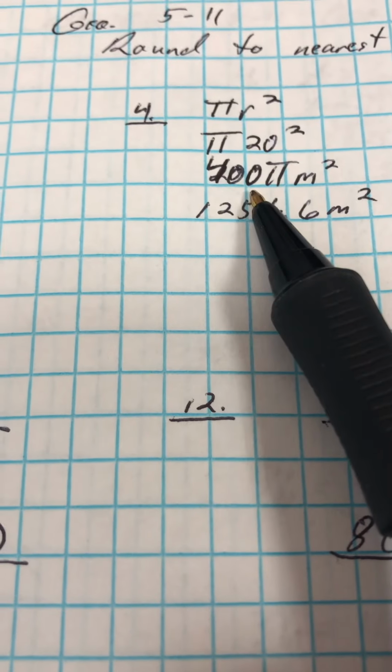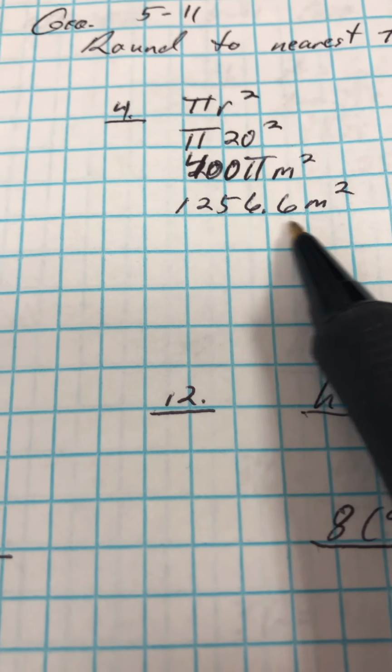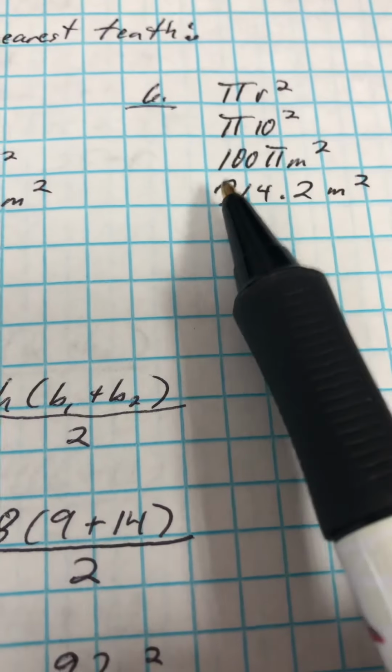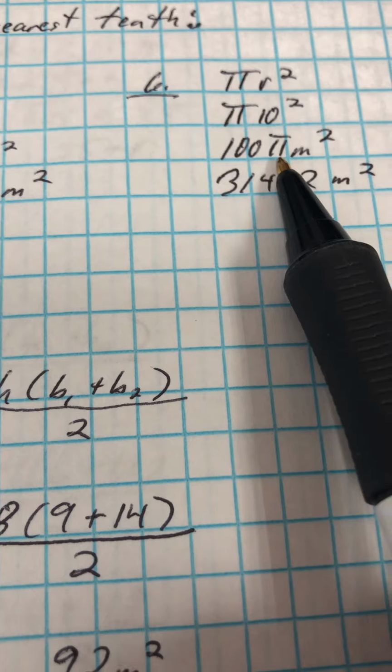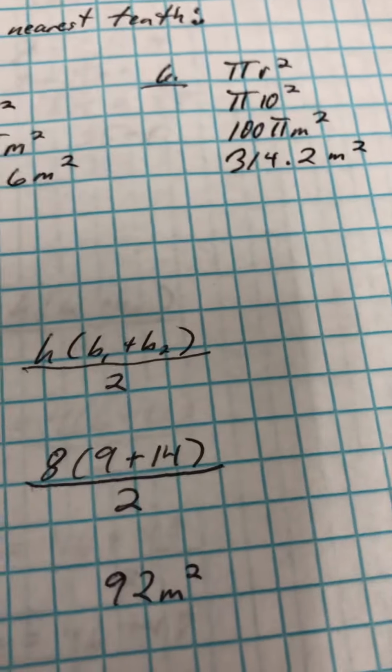For number 4, you have the radius of 20, so I have 20 squared. 20 squared is 400 pi. 400 times pi is 1,256.6. Number 6, the radius is going to be 10 because it's half of the diameter, which is 20. So 10 squared, which is 100. 100 times pi is 314.2 meters squared.